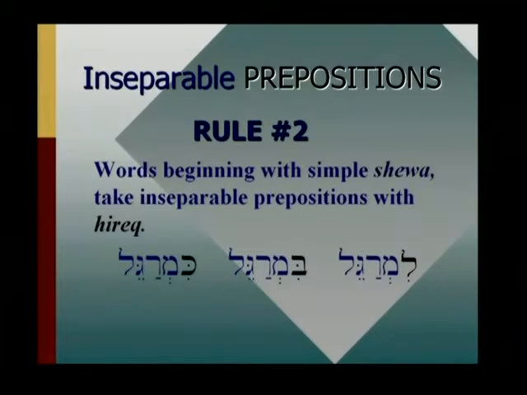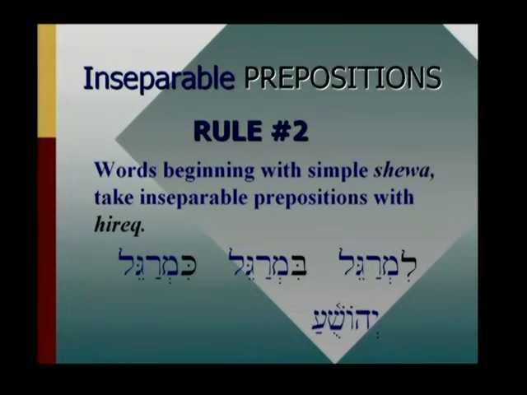Like a spy, kimragel. All right? So the first schwa that normally occurs underneath that inseparable preposition must change. And it changes to a hirik. You just drop off the bottom dot of the schwa, and it becomes a hirik. All right? Everyone clear on that one?